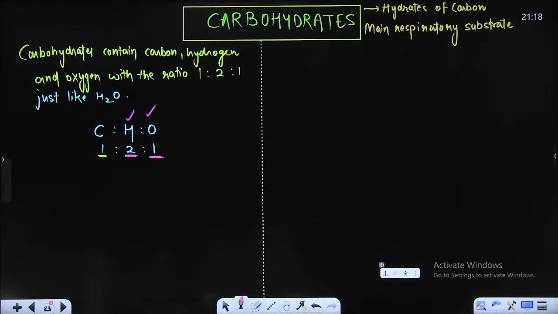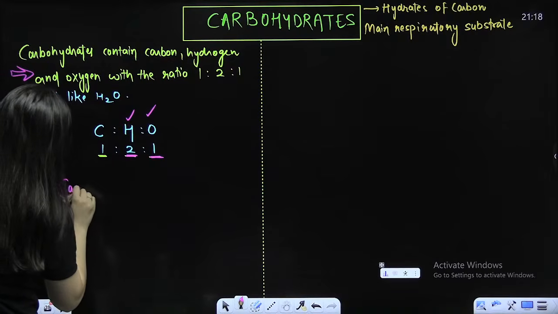Is that clear? Sure? So carbohydrates, how do we define it? If I talk about their proper definition, what do we say?